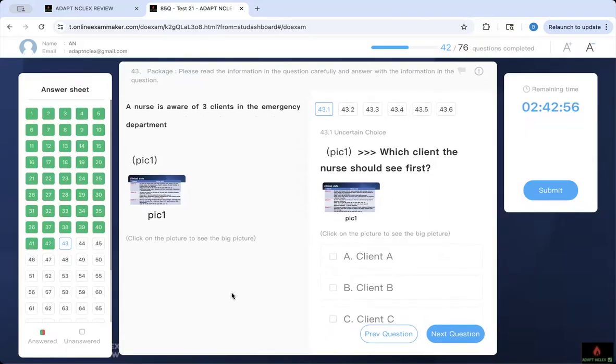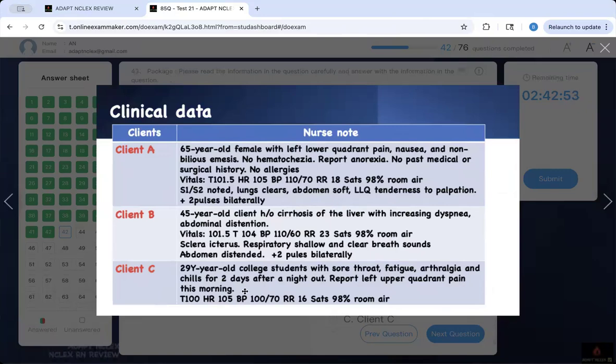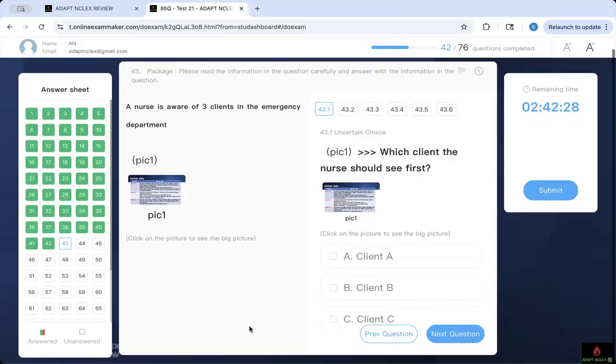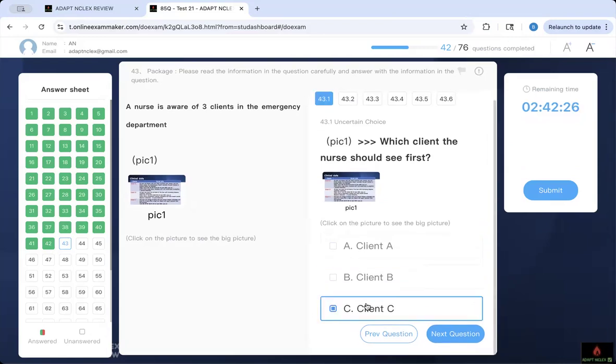Which patient should you see first? I can tell you this patient is in trouble. C is in trouble. And C is what? Mononucleosis. It may have perforation. This is mononucleosis. They may have perforation of their spleen. A is diverticulitis, and B is what? Spontaneous bacterial peritonitis from ascites infection. Therefore, we're going to see C.